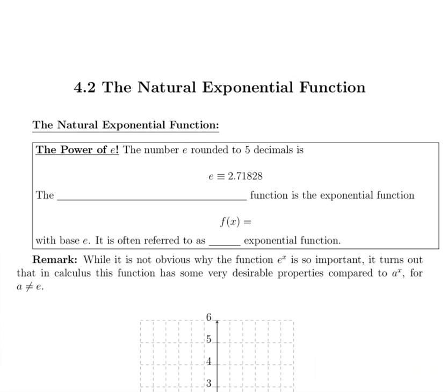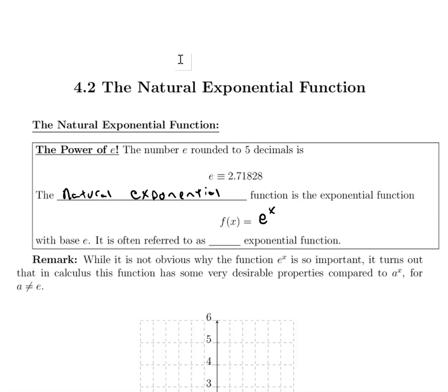So, the number e rounded to 5 decimals is 2.71828. And usually I only make students know the first decimal, 2.7. I'm not one of these people that memorizes 10,000 decimals. And using this number e, we say the natural exponential function is the exponential function defined by e to the x with base e, obviously.